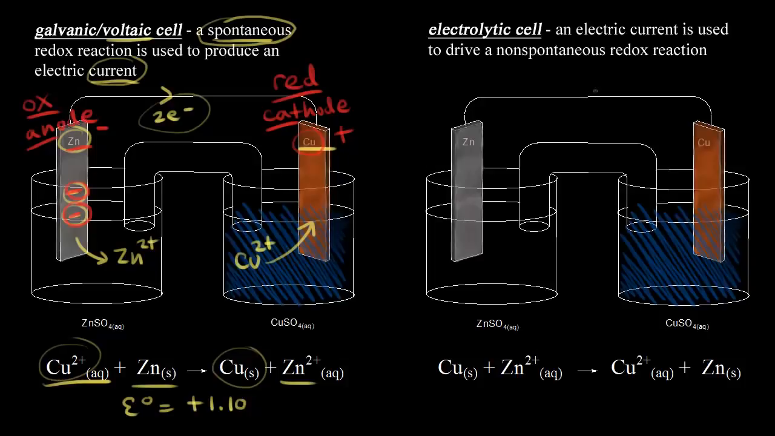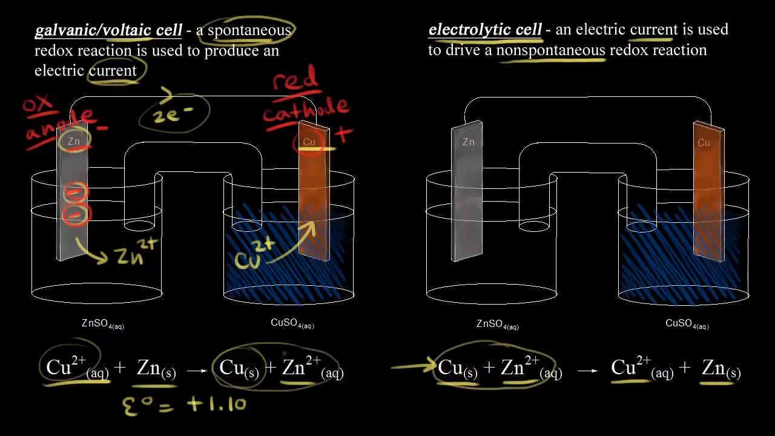Let's compare that voltaic cell to an electrolytic cell, so on the right. An electrolytic cell uses an electric current to drive a non-spontaneous redox reaction. So if we look at the overall reaction here, we're starting with solid copper and zinc 2 plus ions in solution, and we're going to copper 2 plus ions in solution and solid zinc. So this is the reverse of the reaction we just talked about. The reactants for this reaction were the products for this reaction.